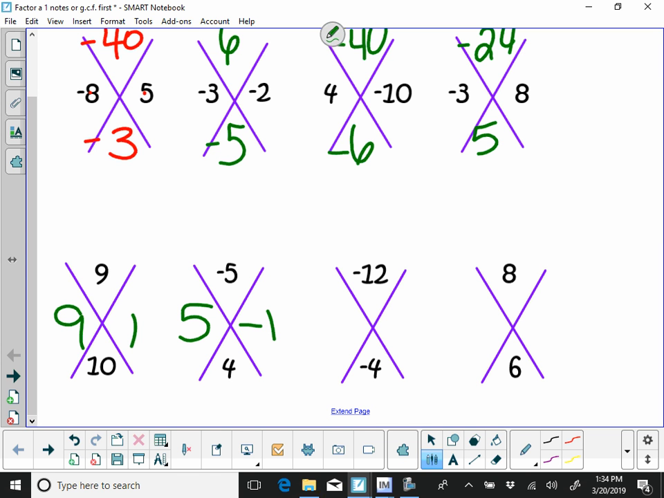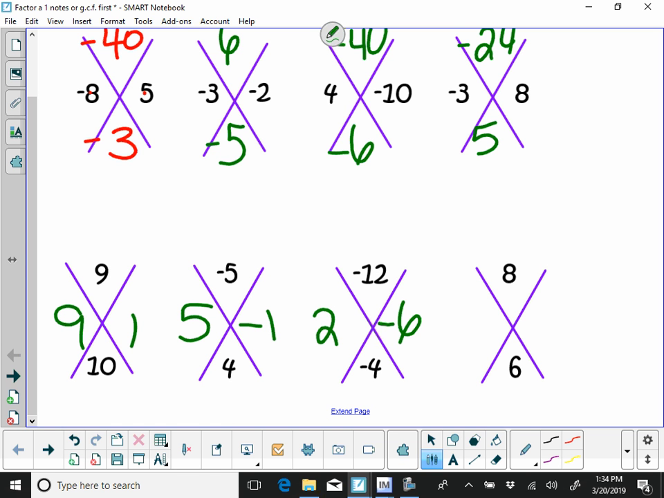All right, negative 12 and 4, what do you think? 2 and negative 6. Okay, now, I heard somebody say negative 6, and then you stop. Does it matter whether I go 2 and negative 6 or negative 6 and 2? No. Addition and multiplication of the operations, that does not matter at all.